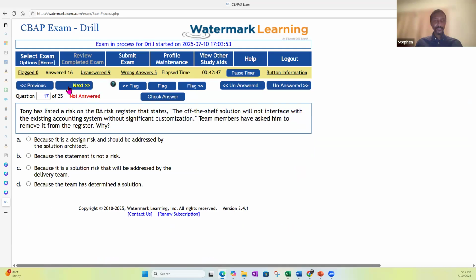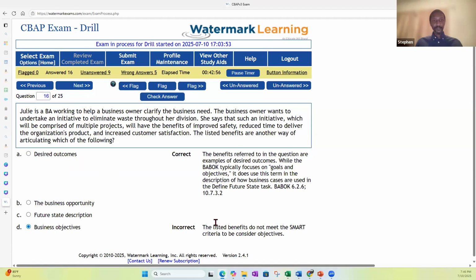Could desired outcomes and goals be considered the same thing? Say it, Stephen. Yeah, since business objectives are more specific. Goals and objectives, so desired goals and desired outcomes, they're the same thing.